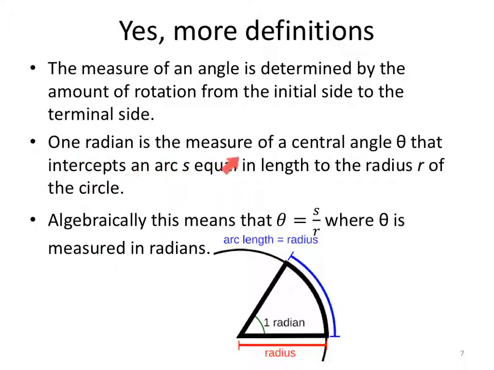So 1 radian is the measure of a central angle theta that intercepts an arc length s equal in length to the radius of the circle. Notice radian, radius, very similar terms, and it's because 1 radian is when the radius is equal to the arc length. If this was not an arc but a standard triangle, it would be like an equilateral triangle, all the sides the same length, but this side just happens to be curved. Algebraically, it means that theta is equal to s over r, where theta is in radians. So arc length divided by the radius is equal to radians.